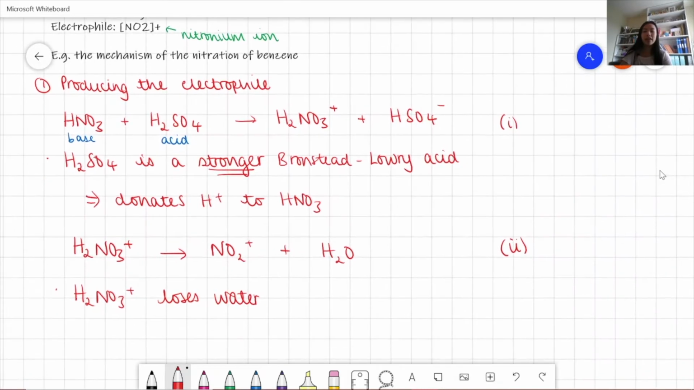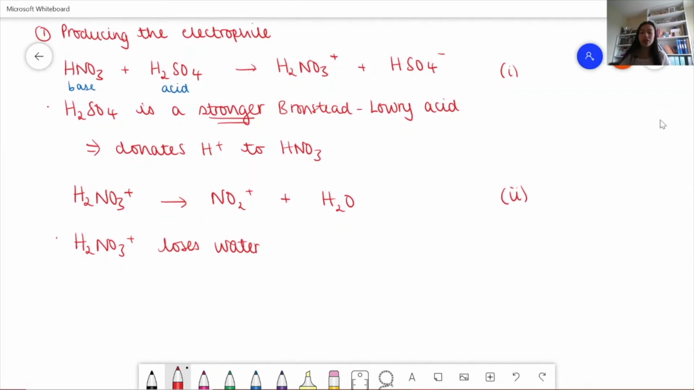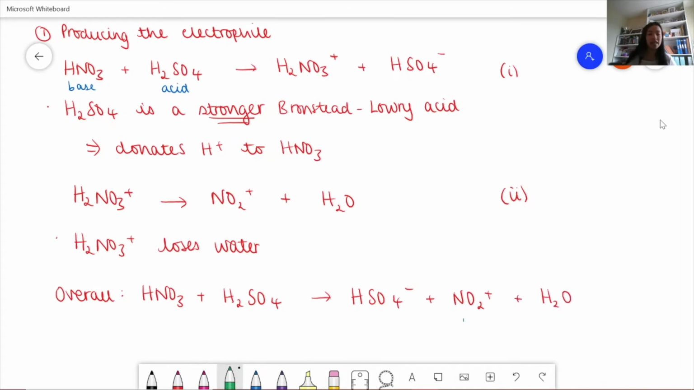And so now we can write an overall equation for the production of the electrophile. So overall, we have nitric acid added with sulfuric acid. So remember, they both have to be concentrated. They produce HSO4- and NO2+ and water. So again, this NO2+ is what we call the nitronium ion, and this is what's going to act as the electrophile in the reaction.